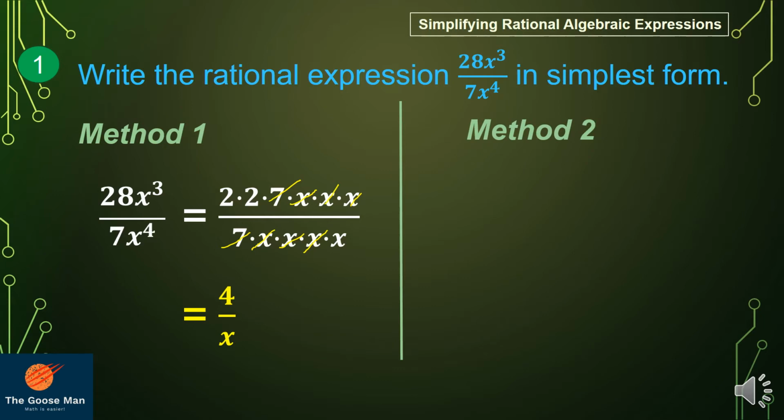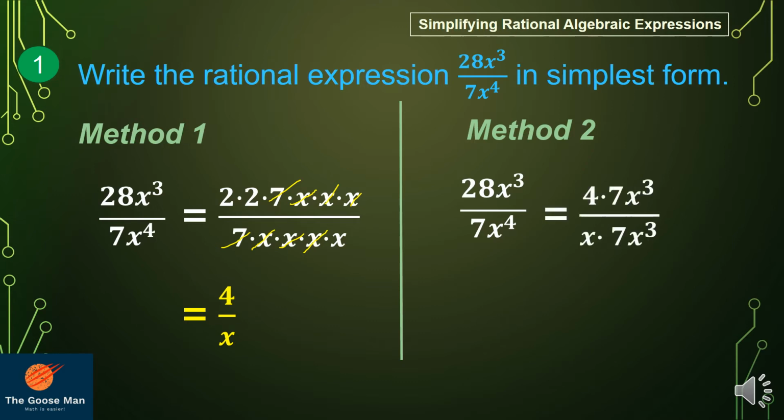While for our method number 2, I'll simply get the greatest common factor between the numerator and denominator. Take note that 28 can be factored as 4 times 7x cubed, while 7x to the fourth power can be factored as x times 7x cubed. I'll factor out the greatest common factor of 7x cubed. So 28x cubed all over 7x to the fourth is equal to 4 all over x. So whichever method you use, you will arrive at the same answer.